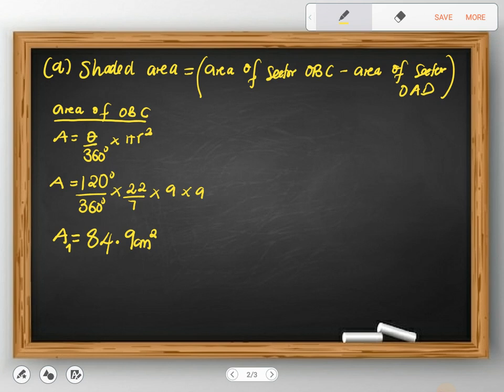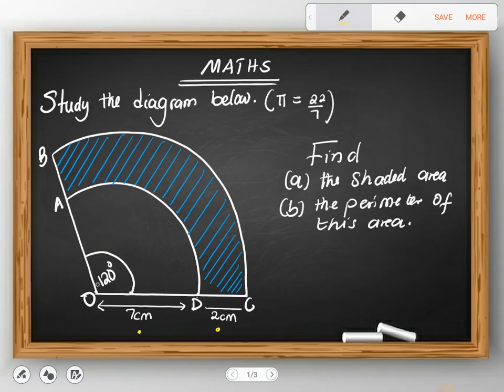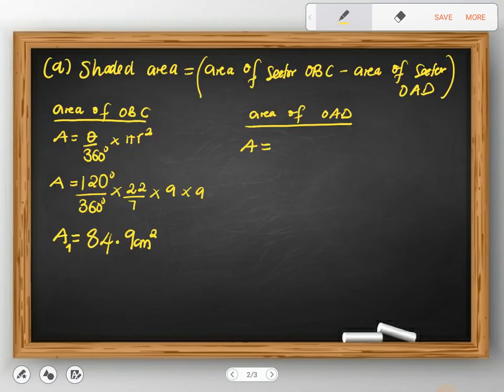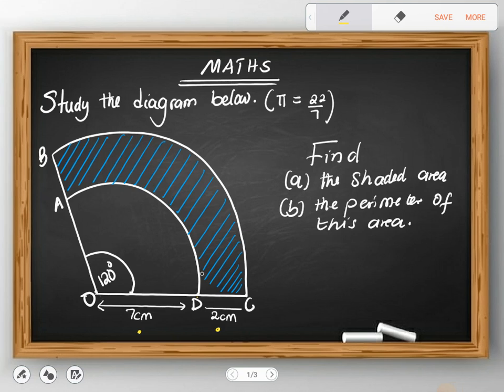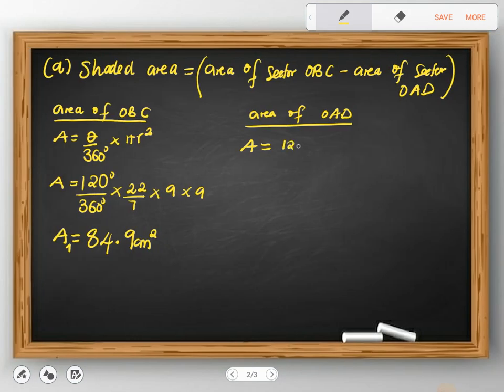Now, step 2, let us also find the area of sector OAD. Same formula, so I'm not going to copy it again. I'll just plug in. The angle is the same, but OAD is a smaller sector, so the radius is 7. So it's 120 degrees over 360 degrees multiplied by pi, which is still the same, and the radius is 7 times 7, because we are squaring it.